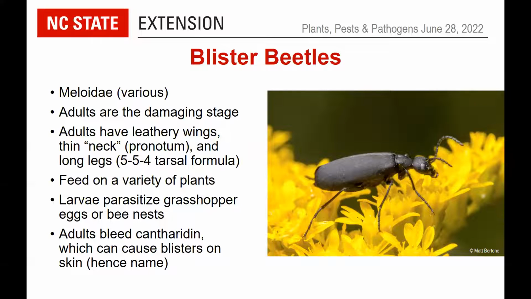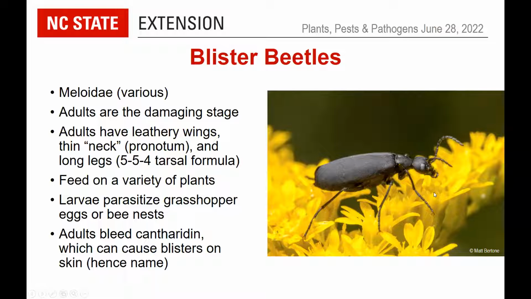Okay, another group of beetles that will feed on tomatoes are the blister beetles. These are in the family Meloidae. The adults are the damaging stage. The adults have these leathery front wings, these elytra, which are usually hardened and shiny in many beetles, are more leathery and elongate. They have this thin neck and this very bulbous big head and long legs.